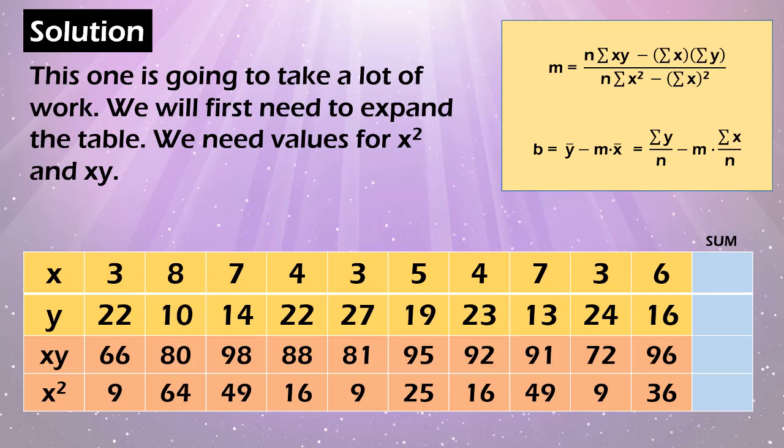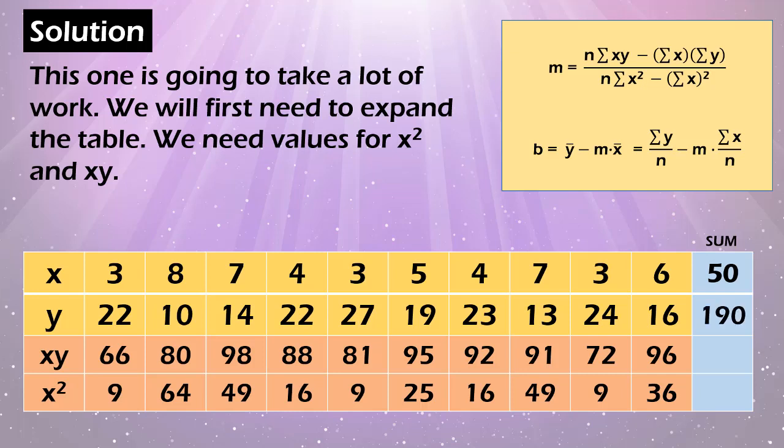So now that we've computed x times y and x squared, we're ready to find the sum for all 4 rows. We'll start with the sum of the x's. 3 plus 8 plus 7 plus 4 plus 3 plus 5 plus 4 plus 7 plus 3 plus 6 is equal to 50. For the y's, we add those up. 22 plus 10 plus 14 plus 22 plus 27 plus 19 plus 23 plus 13 plus 24 plus 16 is 190.